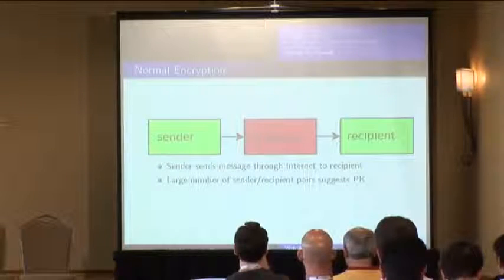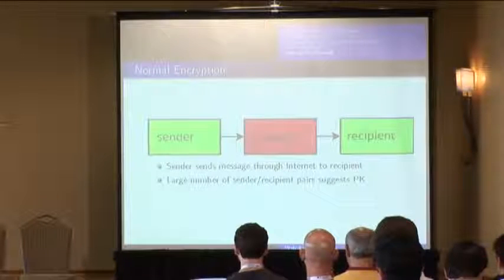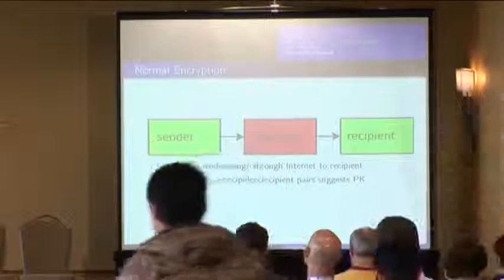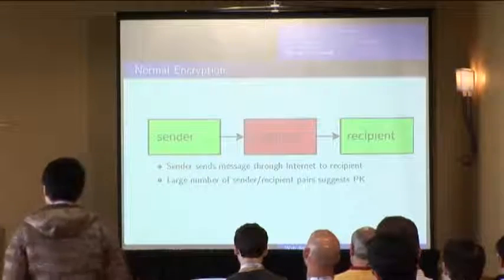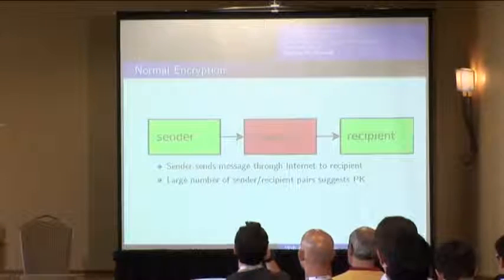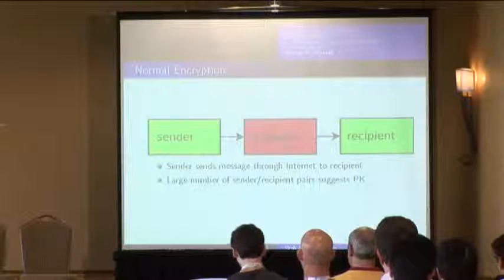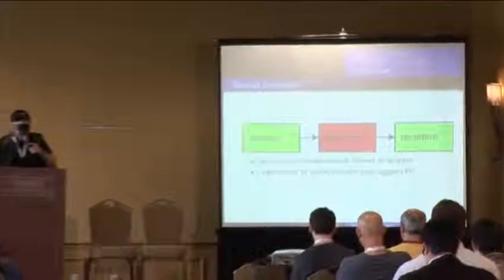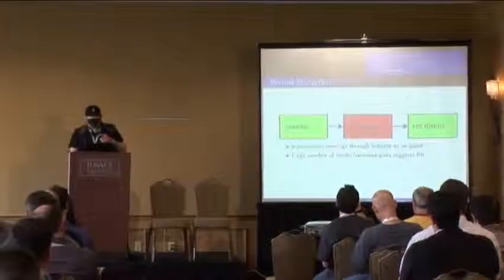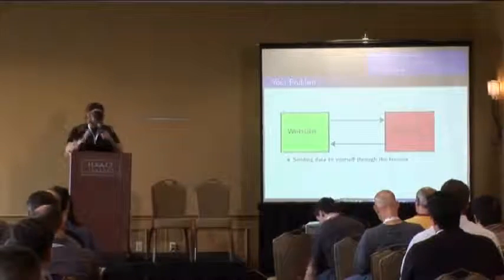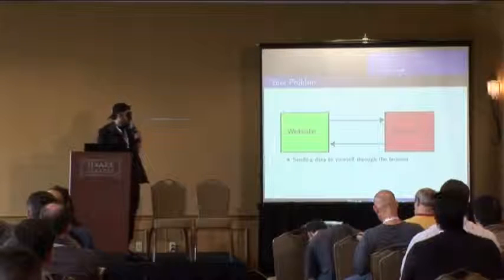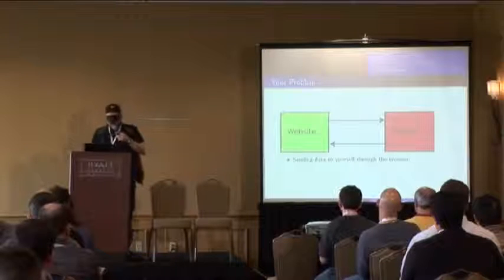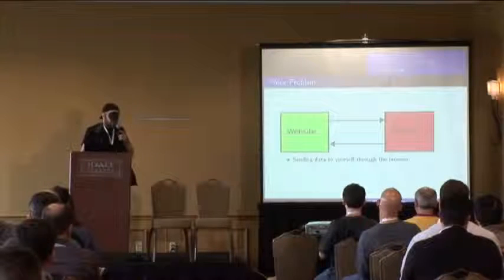But with encryption, you're normally sending through the internet, the untrusted medium, to the recipient, right? And when you have a large number of sender and recipient pairs, you tend to use public key crypto in order to reduce the key management. That's really the only reason to use public key crypto: key management. So if you don't have a large number of sender-recipient pairs, you're better off with symmetric. But what we have is something a little bit different. We have a website that sends data to the browser and just wants to get that same data back, okay? So we don't have a separate sender and recipient.